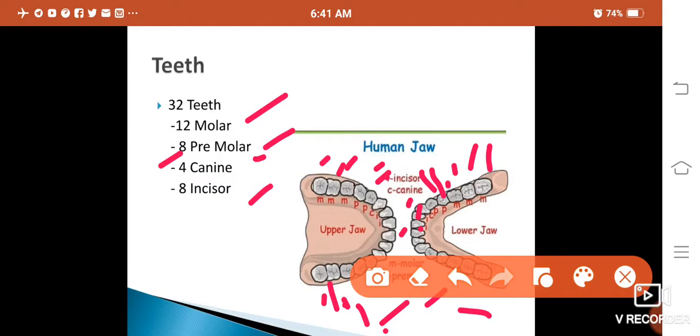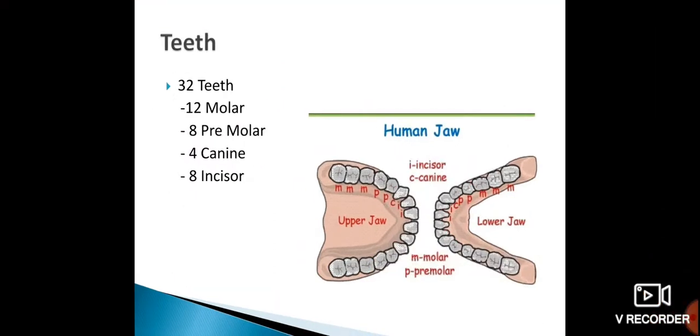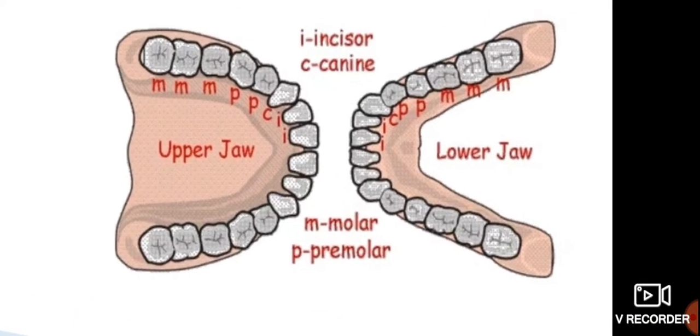Next is 8 incisors. 8 incisors. 1, 2, 3, 4, 5, 6, 7, 8. Sorry beta, the canines are here. 1, 2, 3 and 4. And incisors 1, 2, 3, 4, 5, 6, 7, 8. 8 are incisor. You can see again.